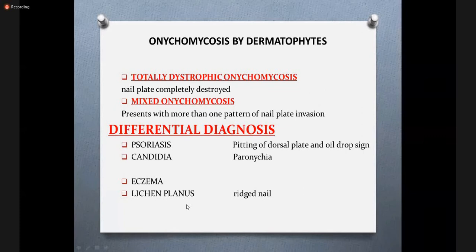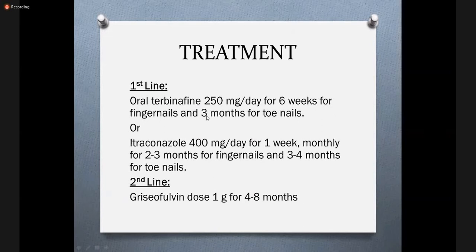Now, treatment is oral terbinafine 250 mg, but in this case, if there is an infection of the nail, onychomycosis, we have to give the treatment prolonged: 6 weeks for fingernail and 3 months for toenail. Yes. Okay. We have to give it for a long period of time. And itraconazole 400 mg for 1 week monthly for 2 to 3 months for fingernail and 3 to 4 months for toenail. Griseofulvin dose 1 gram for 4 to 8 months. Yes. We have to give it for a longer duration in case of nail onychomycosis.